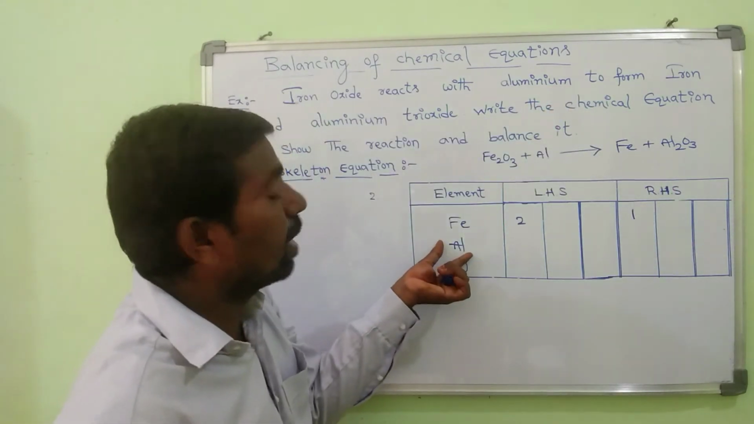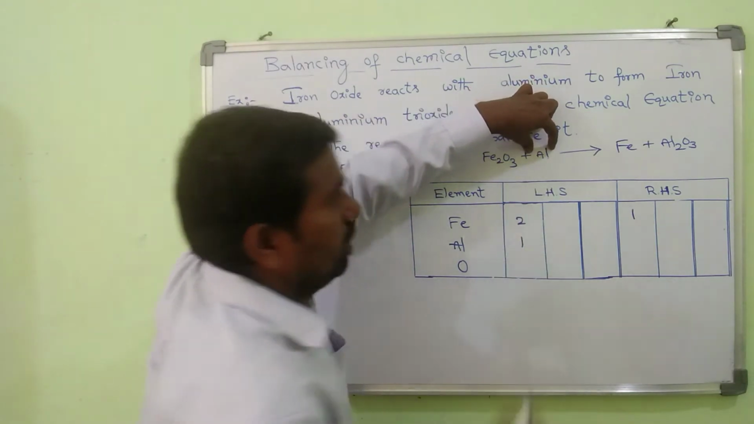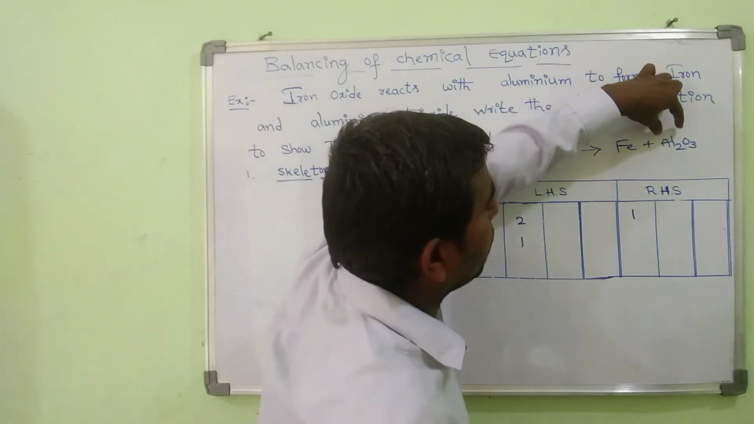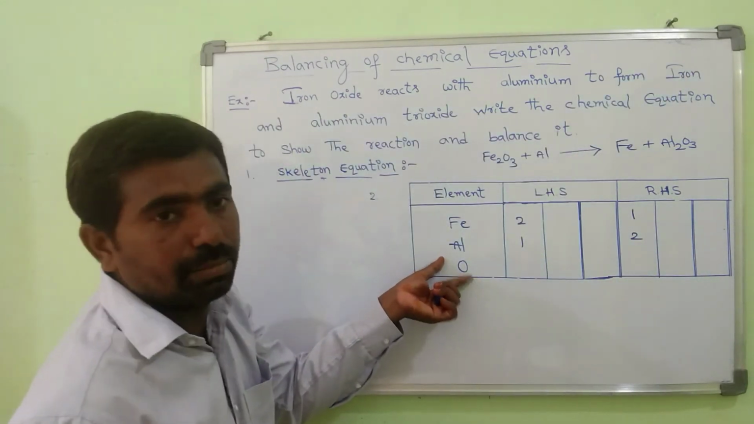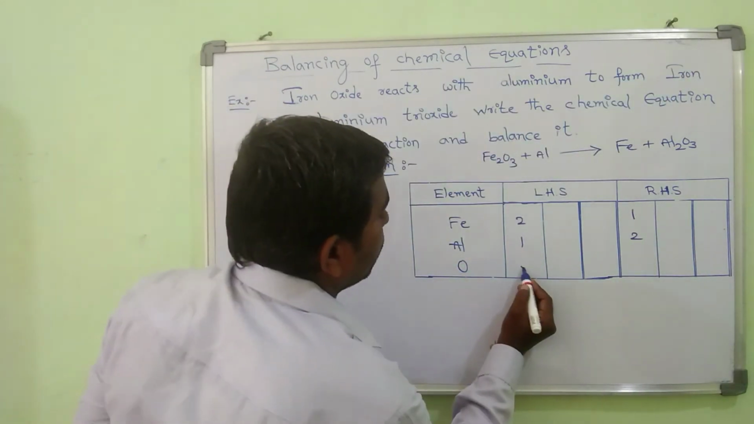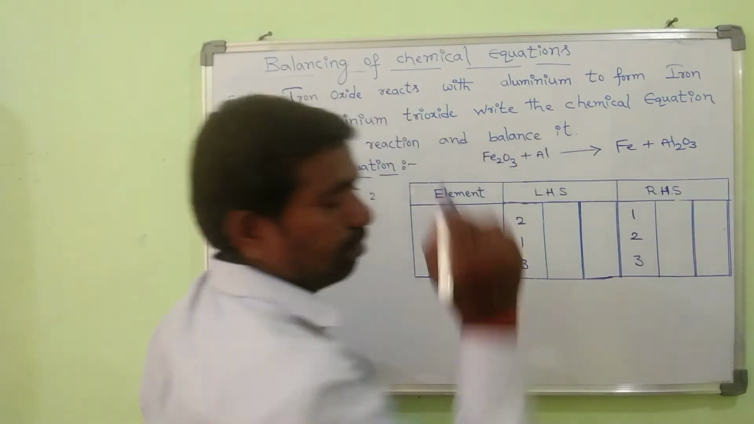Next element is aluminium. In the left side, only one is there. In the right side, two aluminiums are there. Oxygen atoms, in the left side, three. In the right side, Al2O3, three.